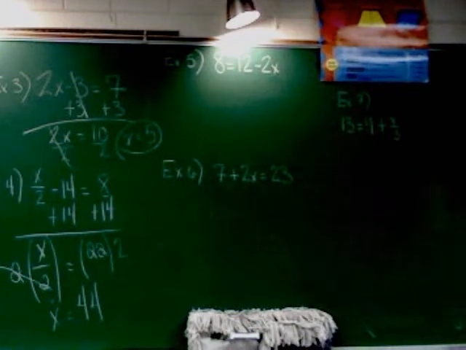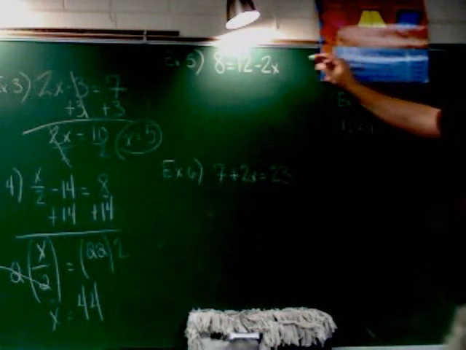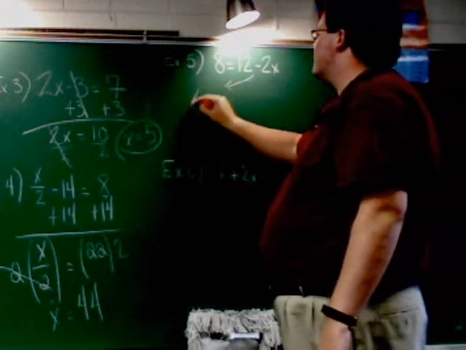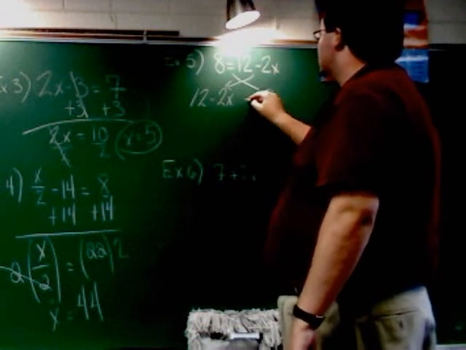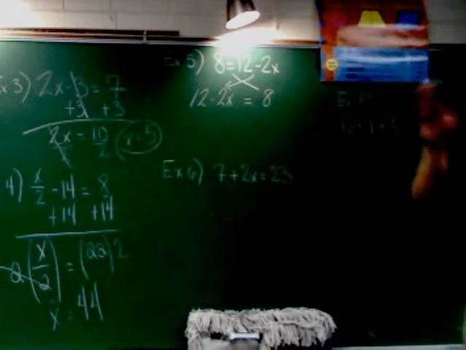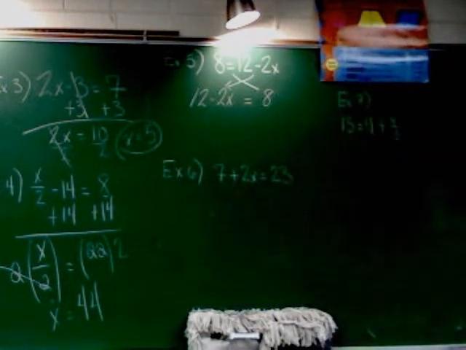So, first thing you want to do is a flip. When you flip, you're literally just going to take the left side and the right side and invert them. Okay. So I'm going to take 12 minus 2x and put that first. And 8's going to go on the other side. Notice I didn't change anything else. Not allowed to.